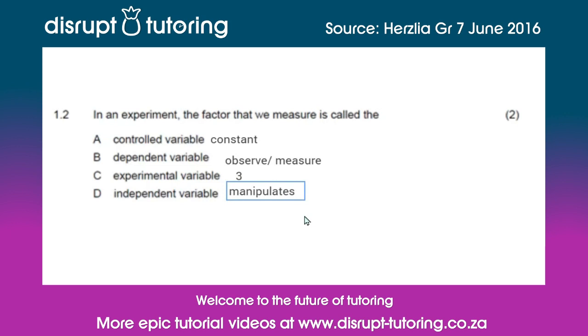So now that we've got those keywords, let's go back to the question and see if we can answer it now. In an experiment, the factor that we measure is called the dependent variable, because we said this is the one that we observe or measure to see how it responds to changes made to the independent variable.